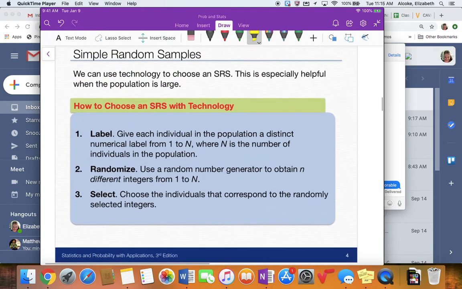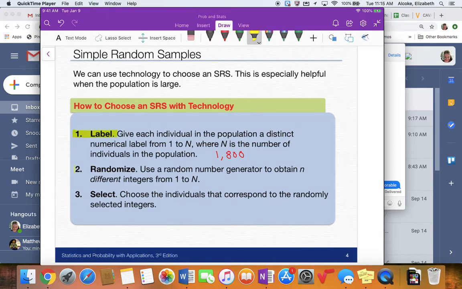All right, we can use technology to choose an SRS. This is especially helpful when the population is large. The first thing you'll do is label, which gives an individual in the population a distinct numerical value, labeled 1 to n, where n is the number of individuals in the population. So if I was doing George Mason High School, let's say there's 800 roughly, I could do 1 to 800, and each individual student would be given a number.